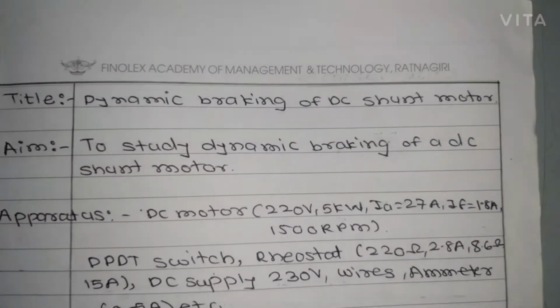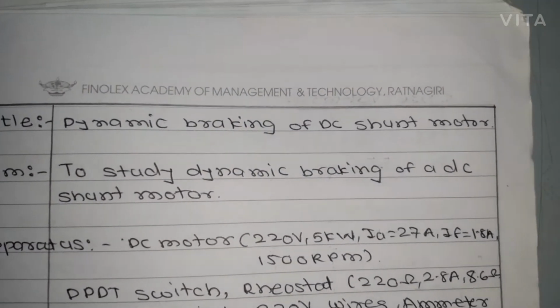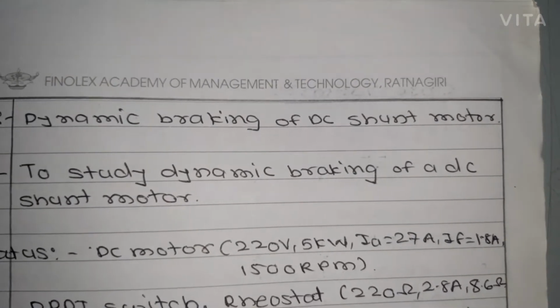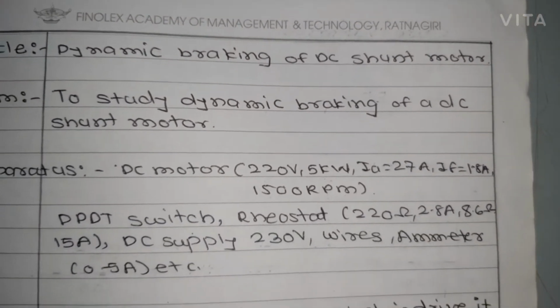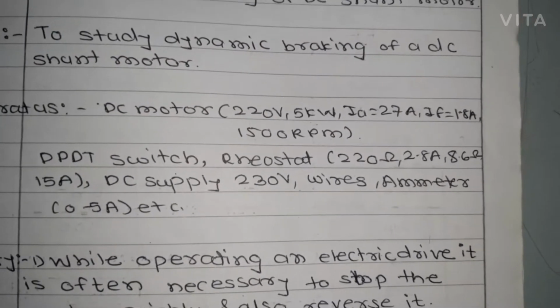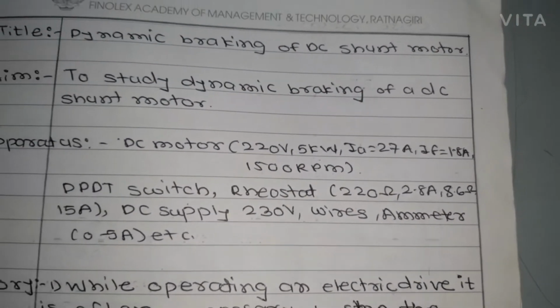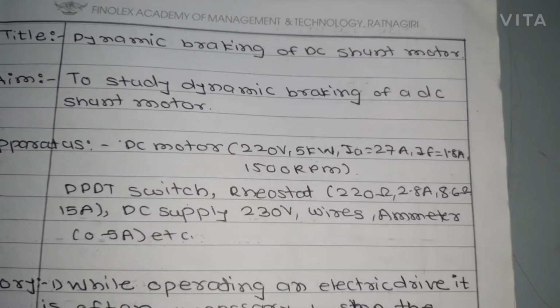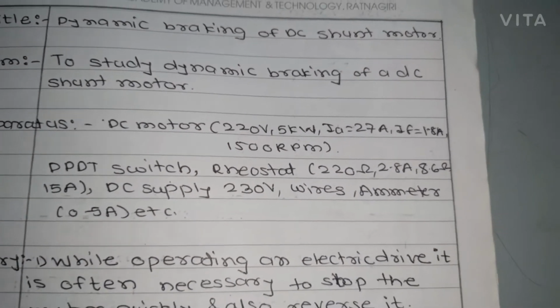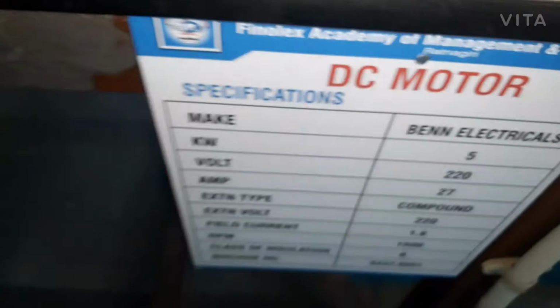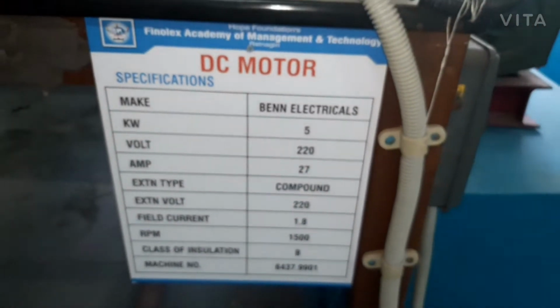Hello dear students, today's experiment is dynamic braking of DC shunt motor. Here we will plot the characteristics of DC motor for dynamic braking. The apparatus required for this experiment is the DC motor. You can also see the specifications of this DC motor.